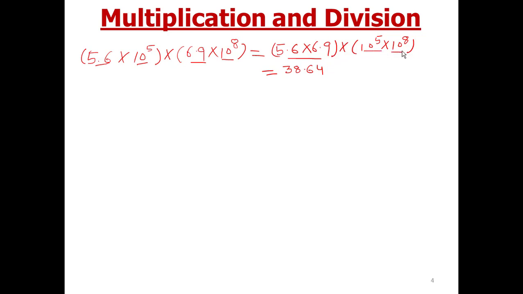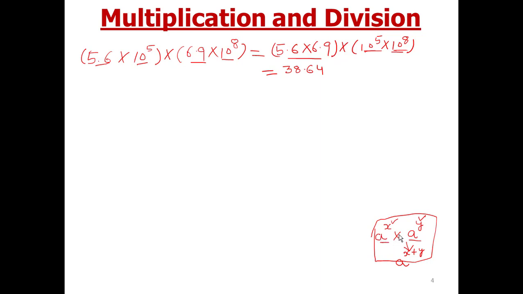There is a mathematical way to multiply exponential numbers if the base is the same. For these two exponential numbers, the base is 10. So I will just write a simple formula: a raised to the power x into a raised to the power y. If two exponential numbers have the same base and we multiply them, the base remains the same, the exponents are added, and the result is a raised to the power x plus y.